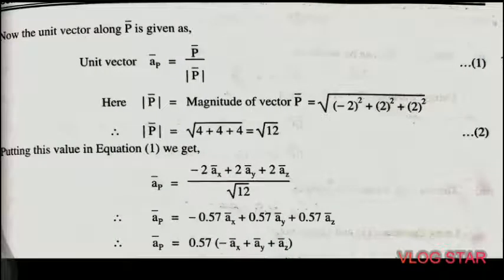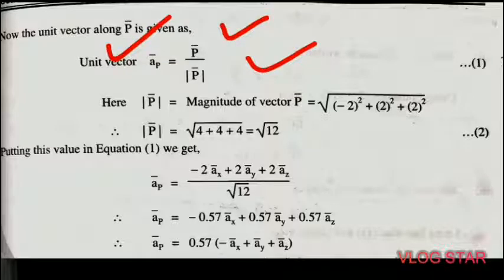Then after that we have to calculate the unit vector along p bar. As we know, the unit vector is denoted by ap cap or ap bar, which is given by the formula p bar upon mod of p, where mod represents the magnitude of vector p bar. Here we know the numerator value, that is p bar, as we have already calculated, and mod of p is nothing but the magnitude of vector p bar. So here we have to just apply this formula.